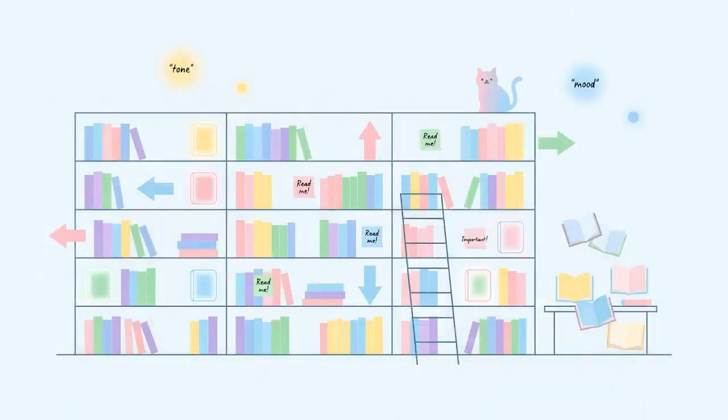Now for the third dial, n_embed, also called dimensions. Imagine you're sorting books on a shelf. If you only have one direction to work with, you can line them up by height. But if you have lots of directions, you can also sort them by color, then by topic, then by author, then by mood. That's what dimensions give a model. More ways to understand each word.